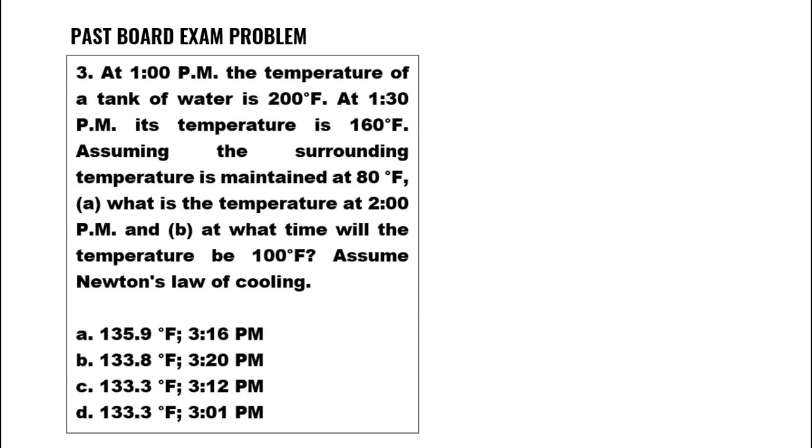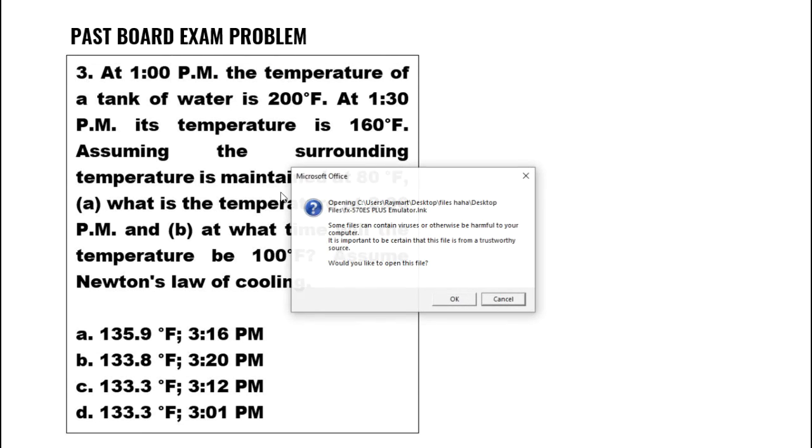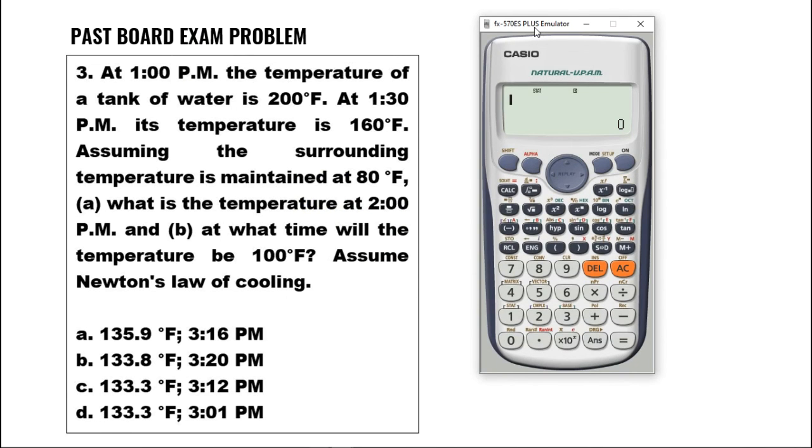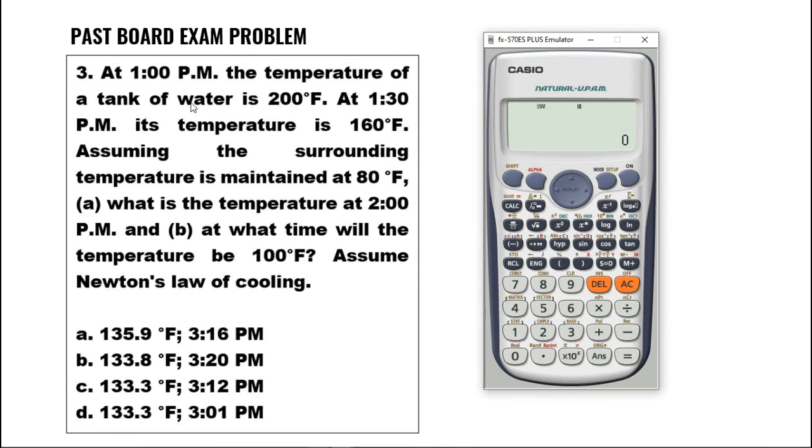So for letter A, automatic guys, calculator lang muna tayo. So calculator. So open your calculator then. So you have here, at 1 p.m. the temperature of the tank is, water in the tank is 200 degrees Fahrenheit. So we have here at time 0. So mode stat muna tayo guys. So mode stat, so 3. Then 5. So same time here, change in temperature, so Y.